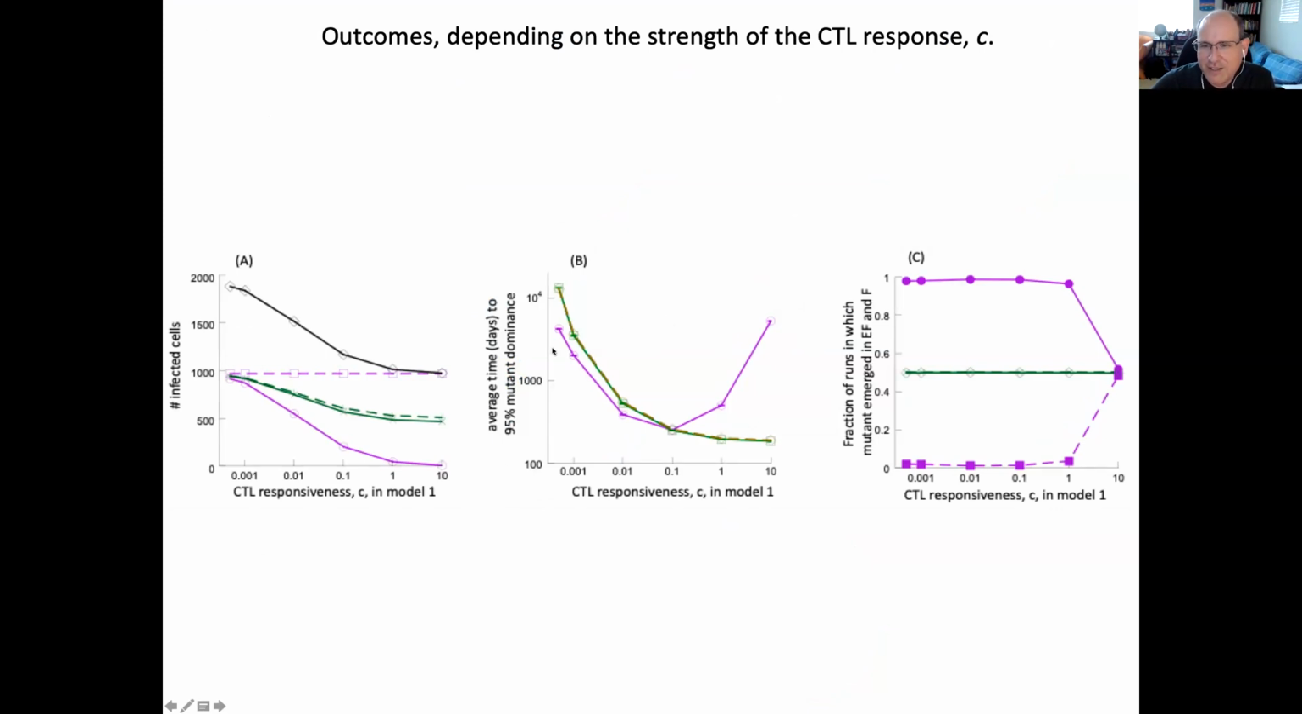In the middle is sort of the central graph. This is the average time to reach 95% mutant dominance. And the purple line here is the first model, the one with the slow migration rates, the compartmental model. And the green line and the brown line are the fast mixing and single compartment models, which are identical.